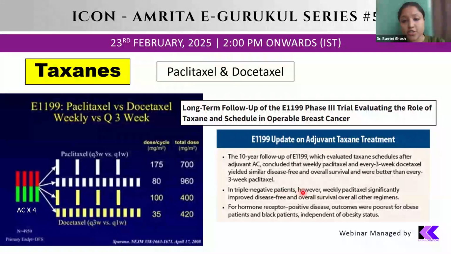And in triple negative patients, weekly paclitaxel significantly improved the DFS and OS over all other regimens. For hormone receptor positive disease, the outcomes were poorest for obese patients and black patients, independent of the obesity status. So this is how the weekly paclitaxel came into the regimens that I have discussed previously. And if chemotherapy is given every 3 weeks, then docetaxel is preferred instead of 3-weekly paclitaxel.